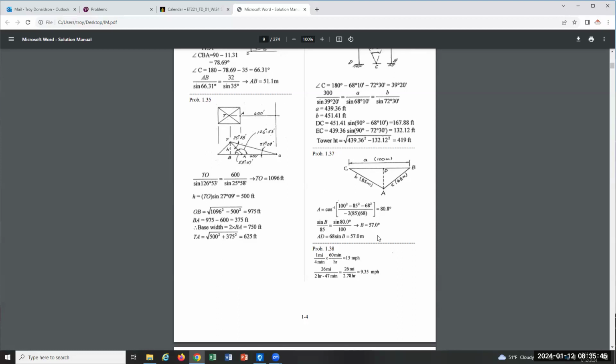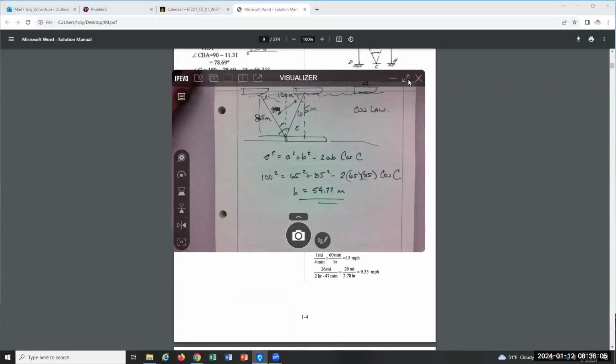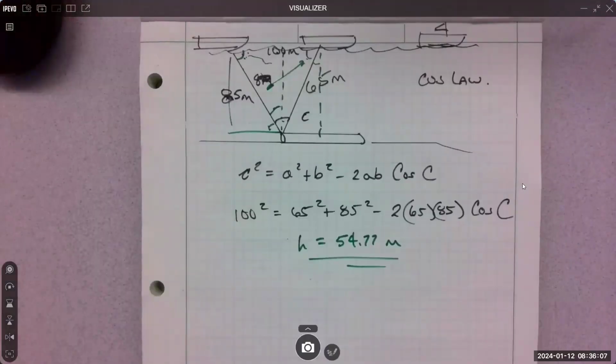Look at that. They get 57. I actually checked on a triangle calculator, and it is 54. That was right, 0.77. So now, this is good. The book's wrong. I was stressing out so much, but I remembered you said sometimes the book can be wrong.